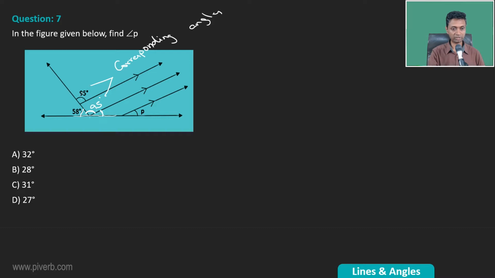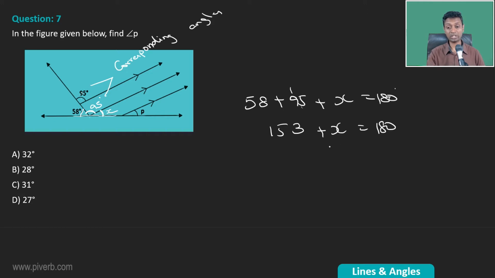We can find this. Let's call this x. 58 plus 95 plus x equals 180. 58 plus 95: 8 plus 5 is 13, write 3, carry 1; 10 plus 5 is 15. So 153 plus x is 180, or x is 180 minus 153, which is 27 degrees.